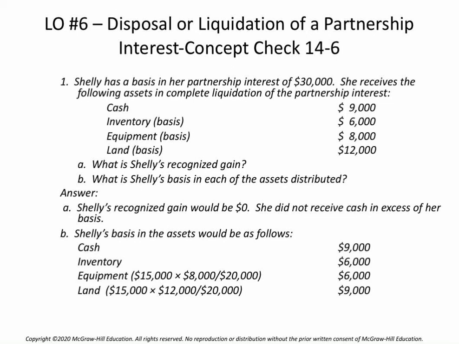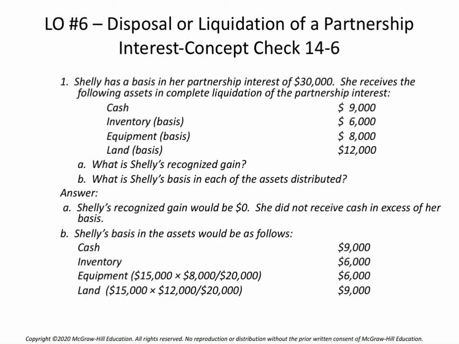Similarly, land that was $12,000 basis in the hands of the partnership, when distributed, we'll take it as a $9,000 basis. And the reason why is we've got $15,000 basis that we are going to be using for the basis that we'll have in these assets collectively. 60% of that is for the land and 40% of that is for the equipment. So we're going to take 60% of our partnership interest basis and set that to the land. And we're going to take the 40% of our partnership interest basis and set that to the equipment.